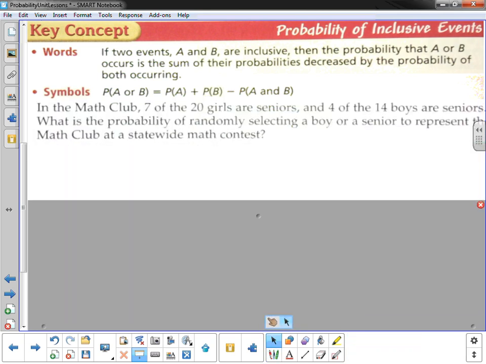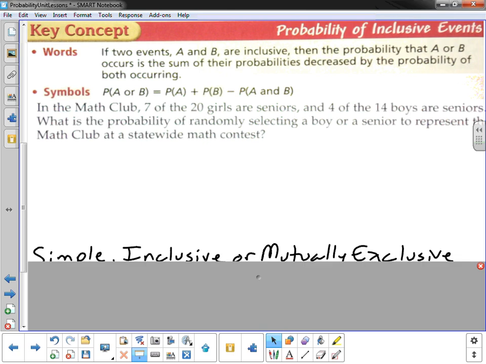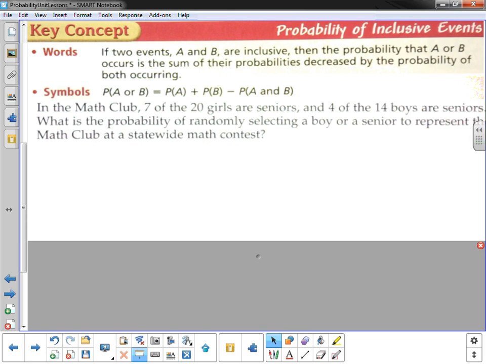So here we have a problem for us. There we go. In math club, 7 of the 20 girls are seniors, and 4 of the 14 boys are seniors. What is the probability of randomly selecting a boy or a senior to represent the math club at the statewide math contest? A boy or a senior. So, our probability that we're looking at of a boy or a senior.